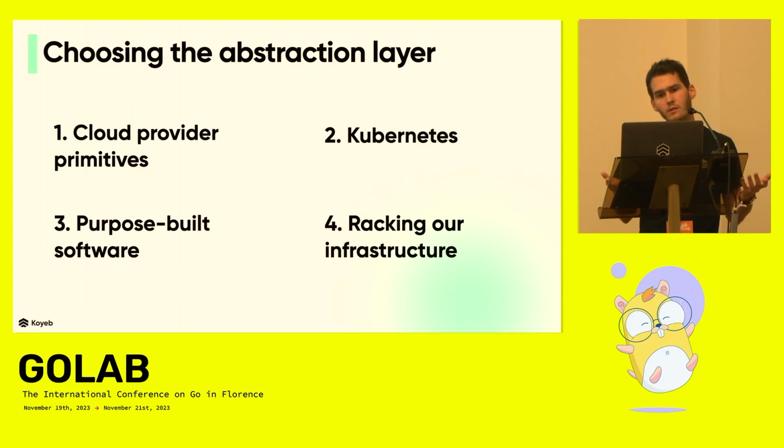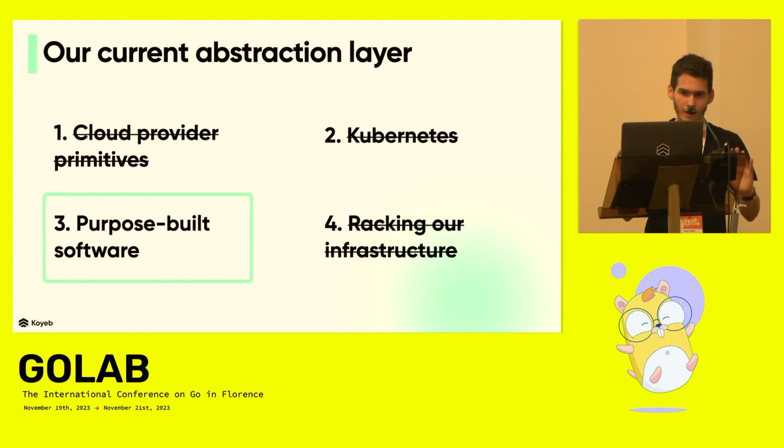The second option is to deploy on top of Kubernetes. It's also a fairly common choice. Third one is to build something completely purpose-built. And the final one is doing everything. It's like racking our own infrastructure, building the software, and doing everything. We didn't pick the fourth one, to be clear.